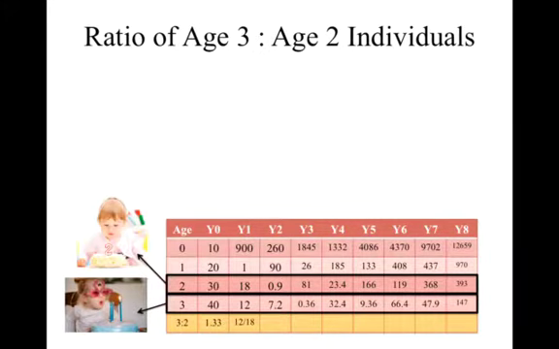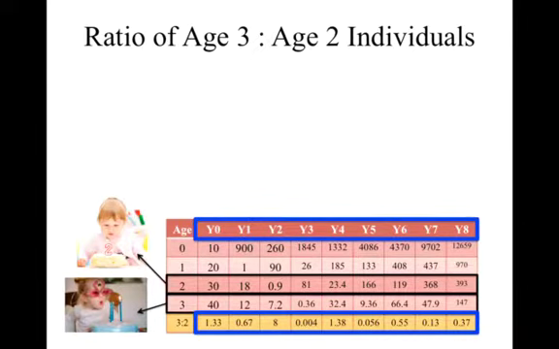One year later, it's different. I have 12 age 3 individuals, 18 age 2 individuals, and so my ratio is 0.67. One year after that, I've got 7.2 age 3 individuals and 0.9 age 2 individuals. My ratio is 8. And again, I go on and on.